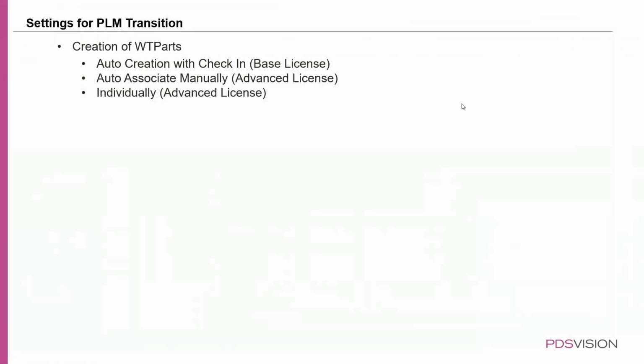Now, also with your WT parts, if you don't want to look at them all the time, you can go through and actually put them in another folder, or just inside of that table display, just look at CAD files or filter out the WT part files. Any of those things can be done.